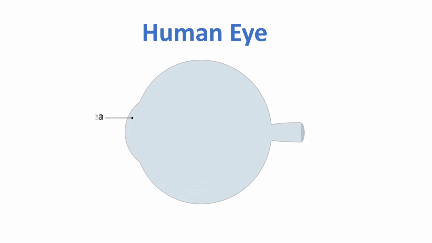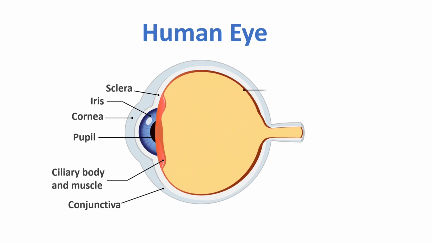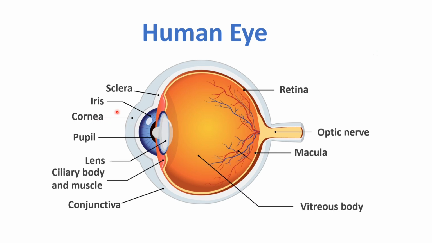Human eye. Our eyes are based on the principle of refraction of light. It acts like a camera. It has a convex lens. Here the light enters the eyes, gets refracted from the cornea and the eye lens, and forms the image on the screen called the retina.